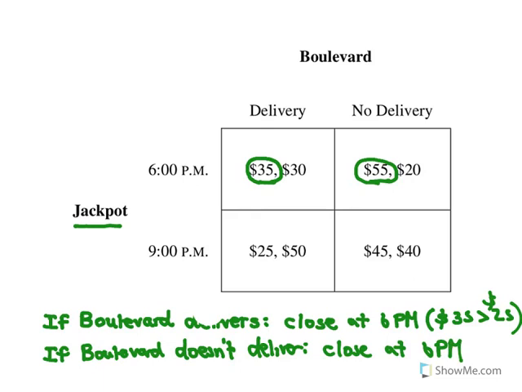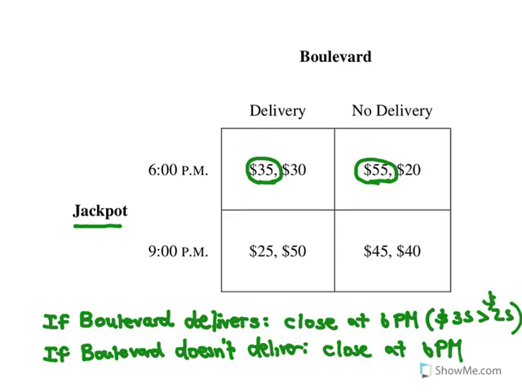So sorry, I kind of erased. There we go. So does Jackpot have a dominant strategy? And the answer is yes. Well, how do I know? It's because Jackpot is doing the same thing regardless of what Boulevard does.